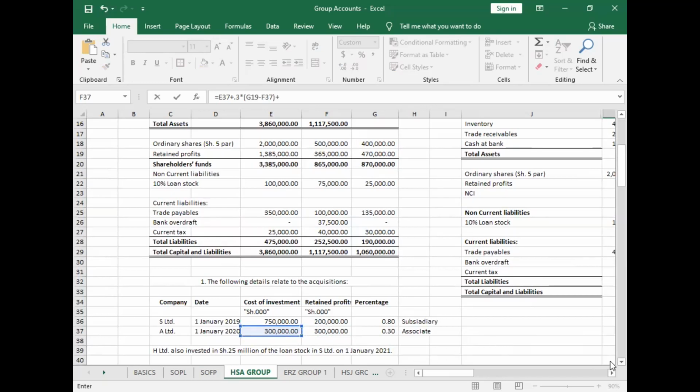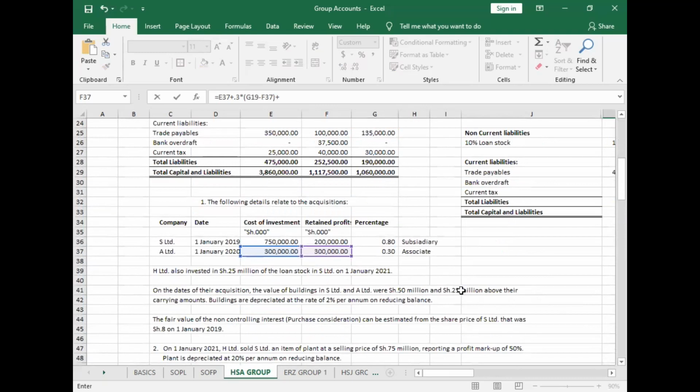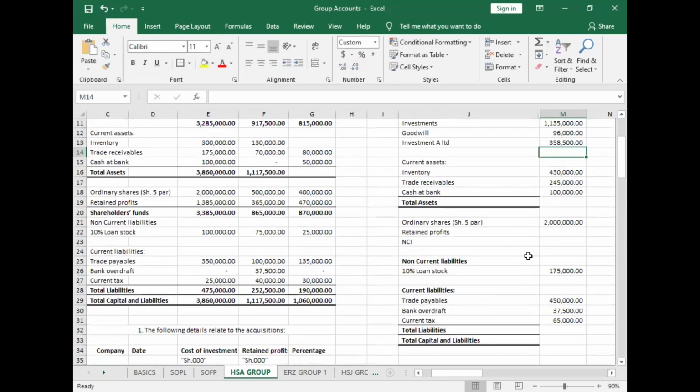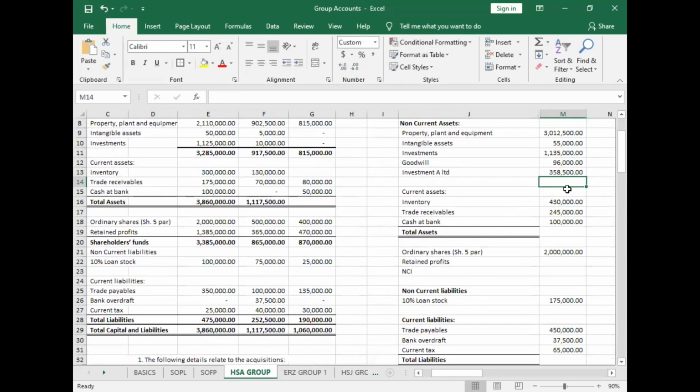Also the associate incurred revaluation, so 0.3 I multiply by 25,000. Then if we had impairment, less impairment, but for this question we don't have impairment. So the value there, we find that it is 358,500.